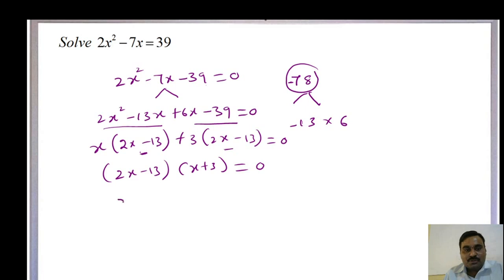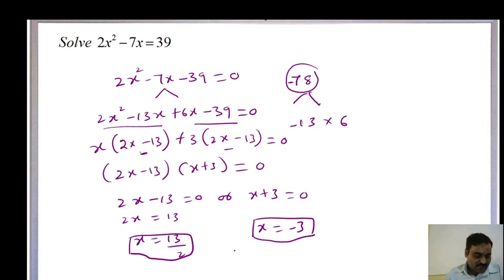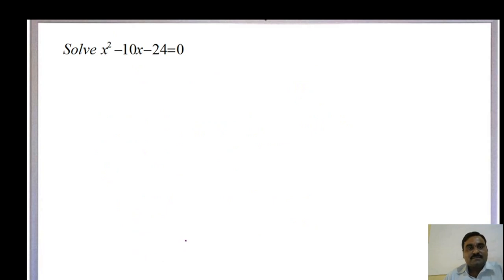Now apply the zero product rule, that is 2x minus 13 is equal to 0 or x plus 3 is equal to 0. 2x minus 13 is equal to 0 means 2x is equal to 13, then x is equal to 13 upon 2. So this is one value of x, and another one is x is equal to minus 3. Of course, here x is equal to 13 upon 2 is an improper fraction that can be changed to a mixed fraction later. Let us see one more question, direct splitting of the trinomial.